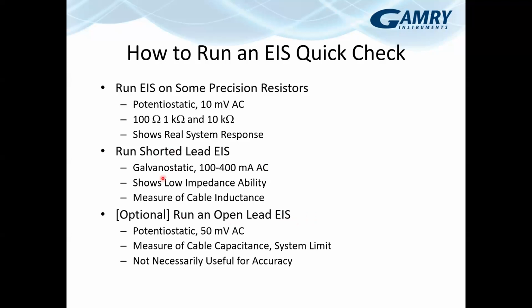Similar to a shorted lead, we are not using any type of resistors, but we're doing this with a potentiostatic signal, a little bit larger than normal, because when you're measuring both open leads and things like barrier coatings, you want a little bit more signal. You're not doing any actual electrochemistry. You're effectively measuring a capacitance. This is going to give you a measure of the cable capacitance and show you where the system limit is up there. This is not necessarily useful for accuracy.